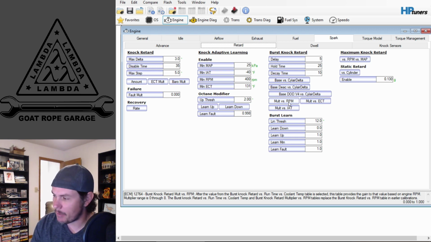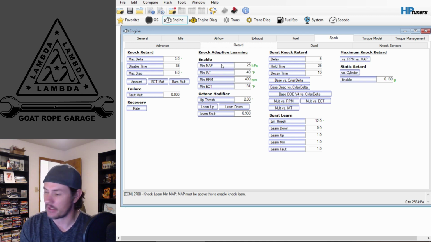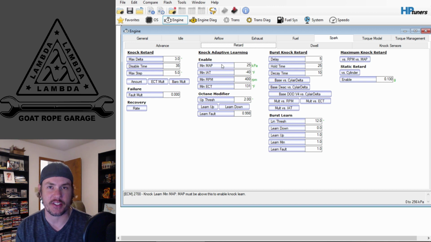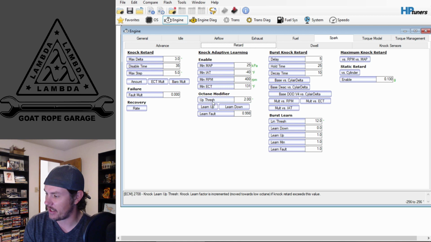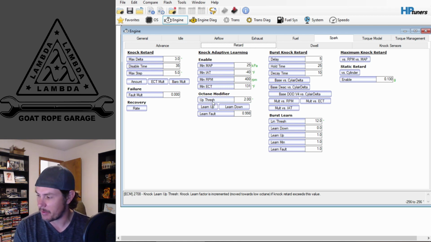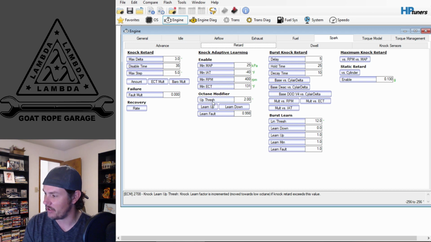But same ordeal, come in here, look at all the different stuff in here and learn. Use the tip that I told you guys the other day of going in here, printing out this screen, and seeing what you already understand and what you need to look up and understand. So we've got an octane modifier on here, and it says that the knock learn factor is incremented, moving towards low octane if knock retard exceeds this value.